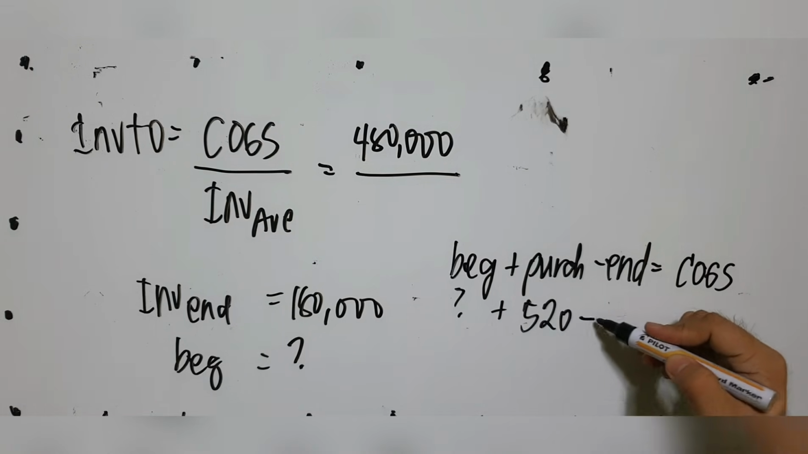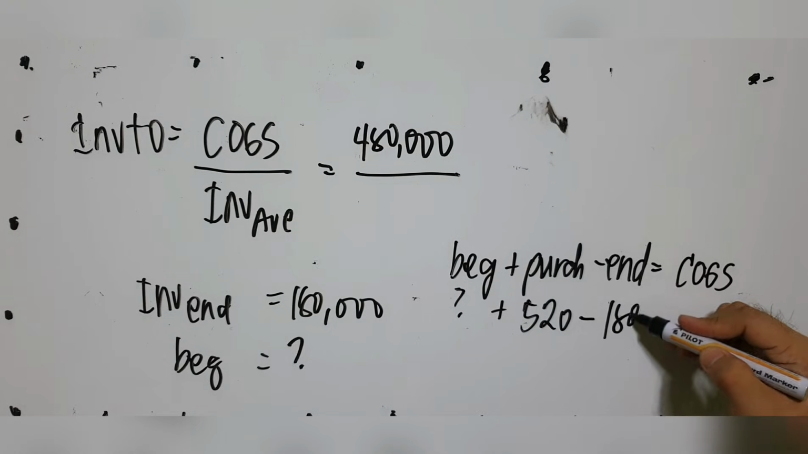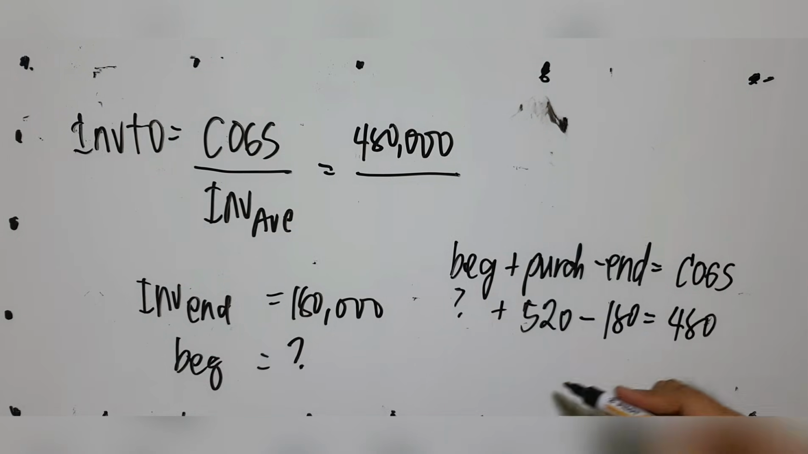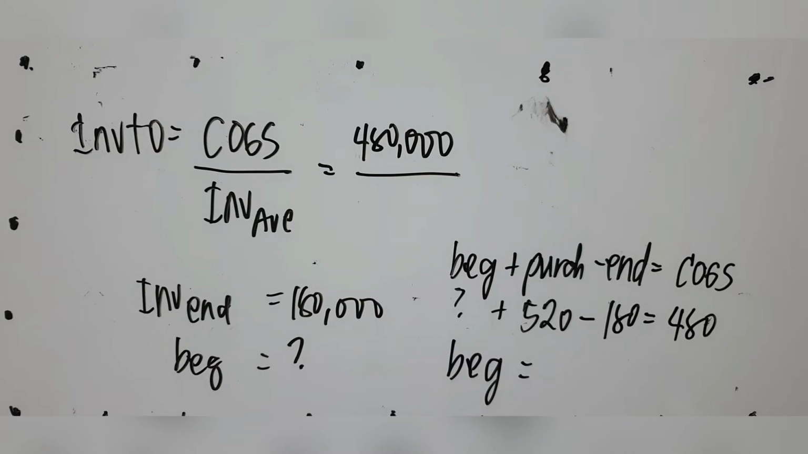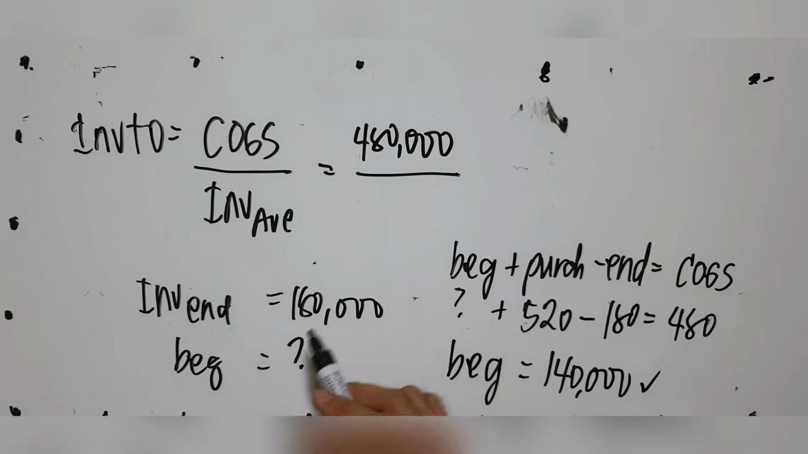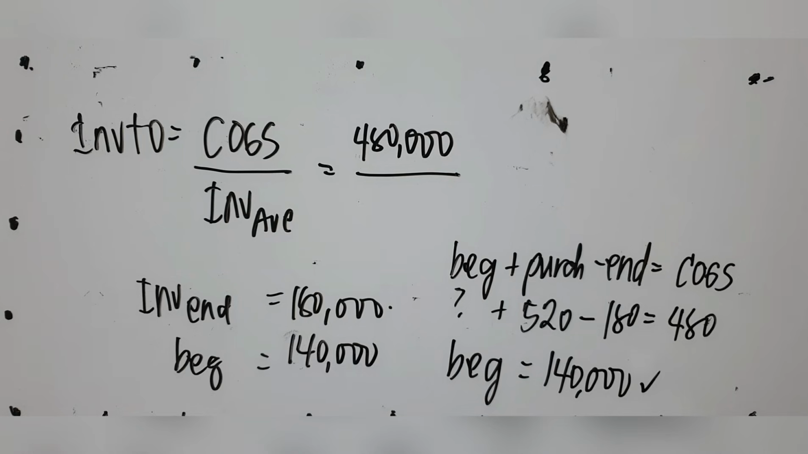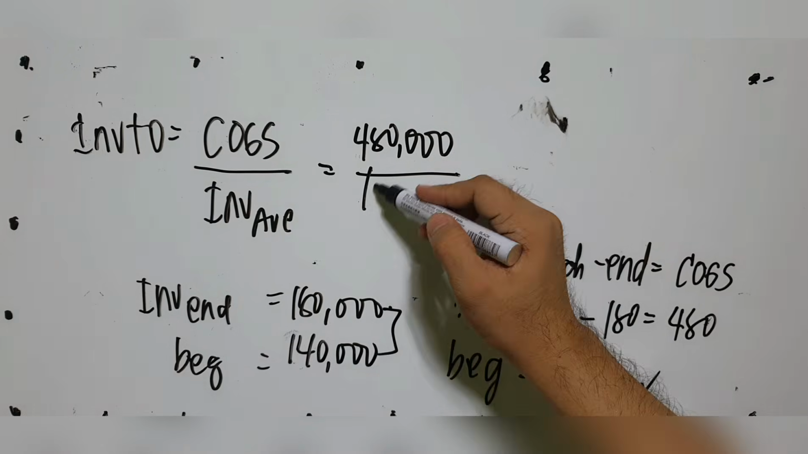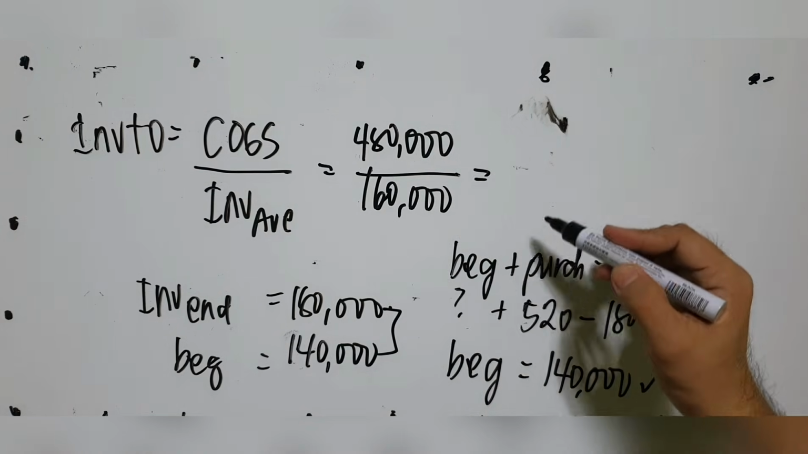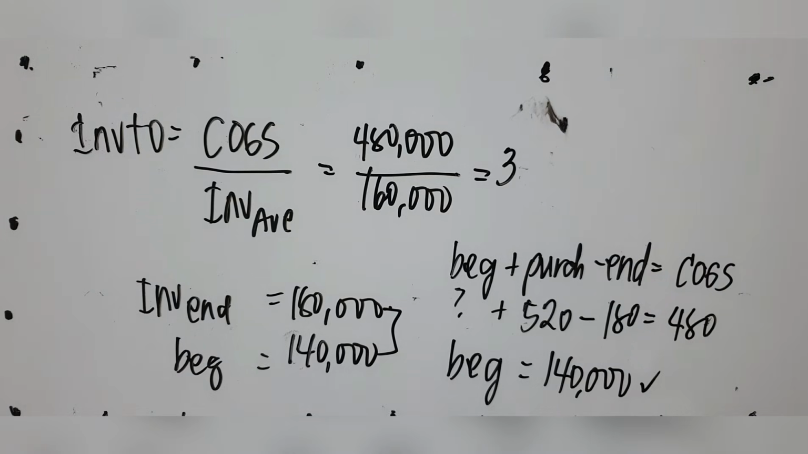520,000. Minus ending natin na 180. Ang cost of goods sold natin ay 480. So, ang beginning natin ay magkano? So, 480 plus 180 is 660 minus 520. The beginning balance is 140,000. If this is 140,000, so the average is 160,000. Average ng dalawa. So, 160,000. So, the inventory turnover is 3. Okay? That's the answer in number 1.